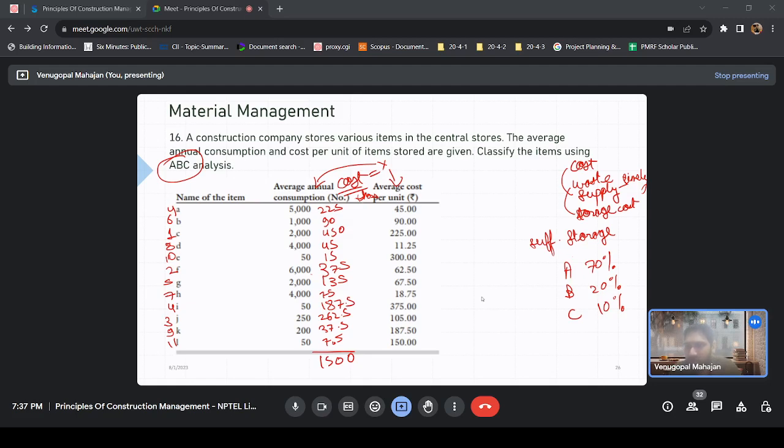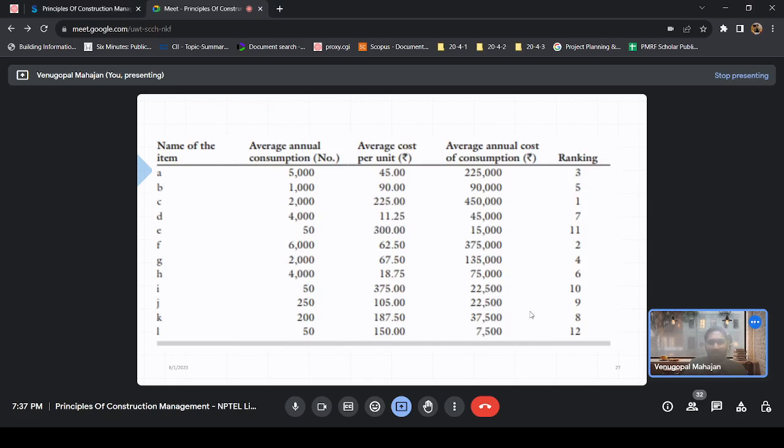Which item did we not take care of? Okay, let's move on with the slides. We have the answer in front of us. We have got average annual consumption, we have got the rankings. What next?